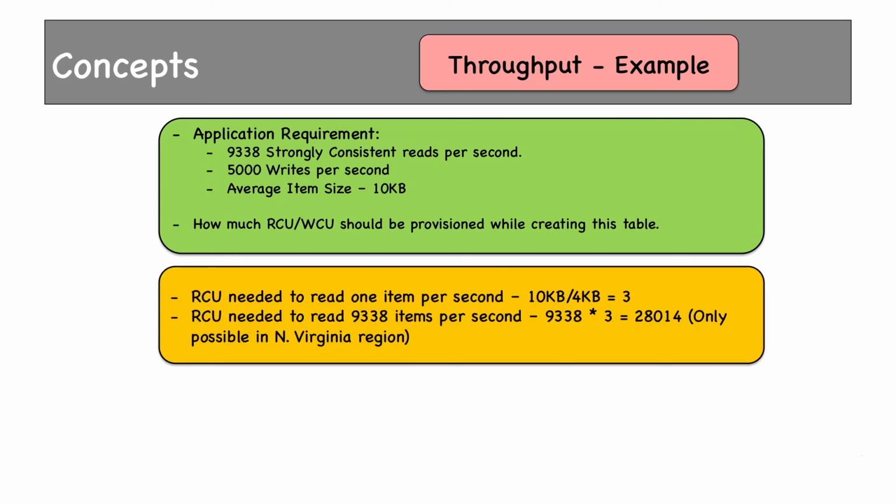So in this case, RCU needed to read 1 item per second would be 10 by 4, that is equal to 3. Actually it's 2.5. The nearest integer is 3. So RCU needed to read 9338 items per second would be 9338 into 3, which comes out to be 28014, which is only possible in North Virginia region. So as I said, first you find out the RCU needed to read 1 item per second and then multiply that with the total number of required reads per second.